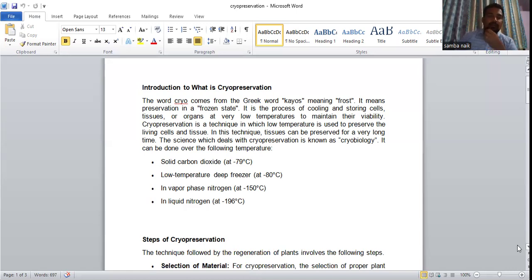Cryo is used at minimum minus degrees. When we are using cryo, the lifespan of the material is extended. We can use the material which has undergone cryopreservation for a long time, nearly 50 to 100 years after. Also, we can use the material for further copies.